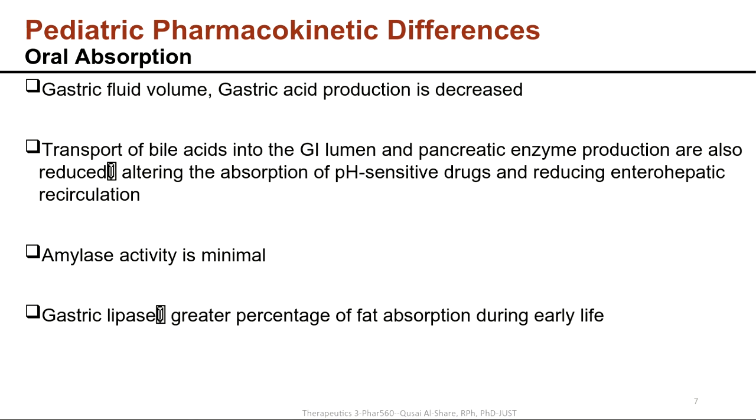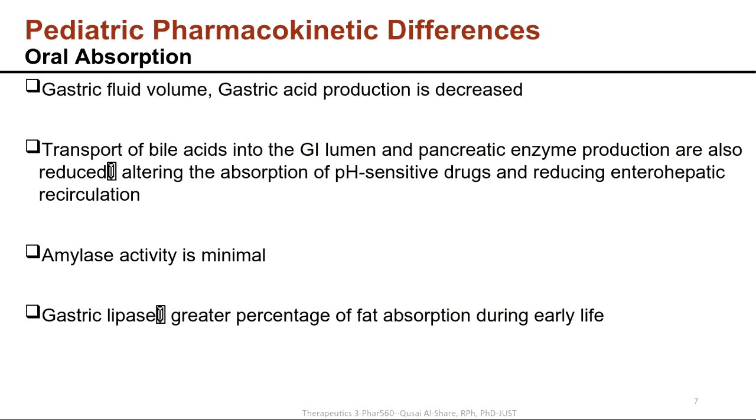So let's get started with oral absorption. What are the changes that are different in pediatric population? The first one that should hit our minds is the gastric fluid volume. So when the baby is born, they have a decreased gastric acid production. Therefore, we would expect that to affect oral absorption of the drugs.